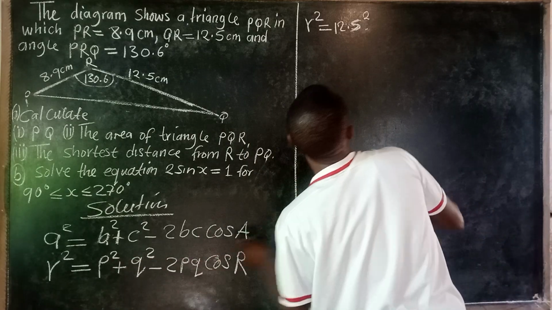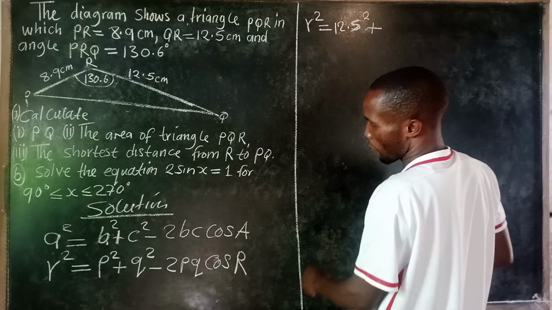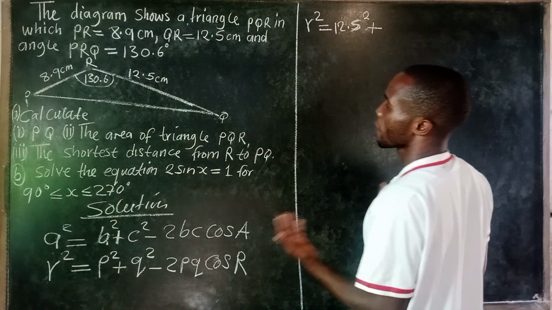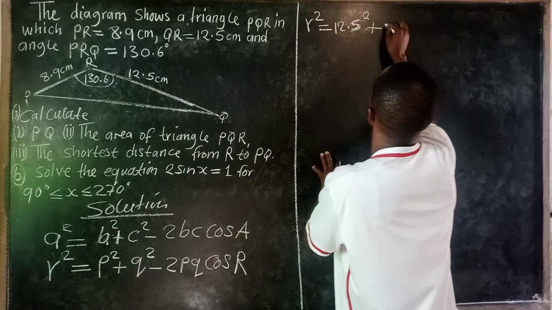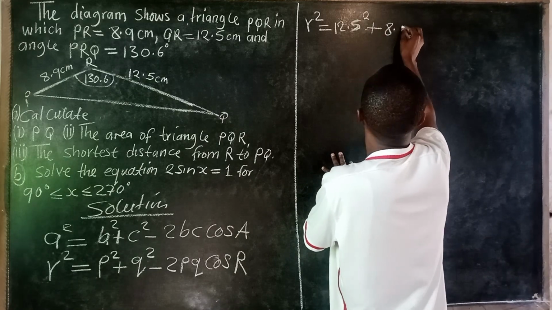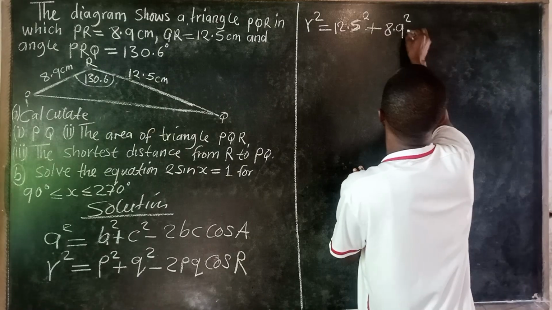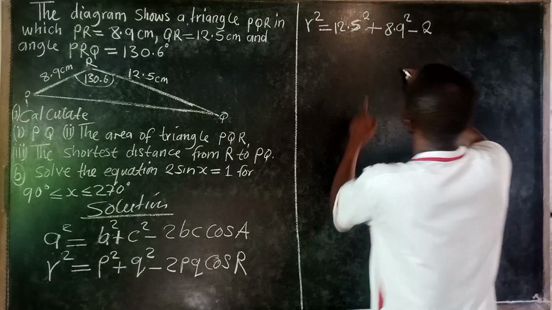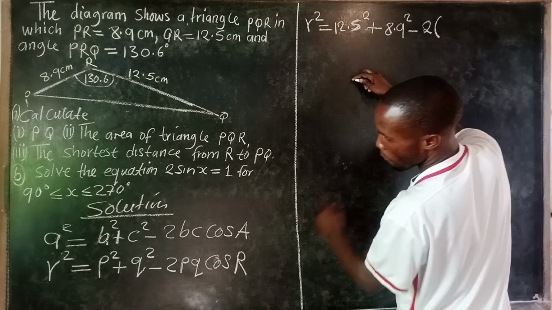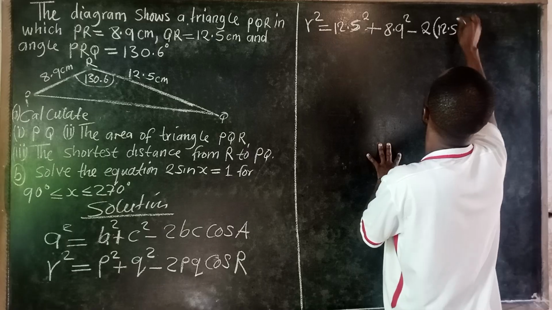So there we say squared, because there is a square. Then we say plus Q. Are we given Q? Q is here. Yes, we are given 8.9, again squared, because here there is a square. Then you say minus, then you are going to put 2. Then P is 12.5, 12.5. Then you close.